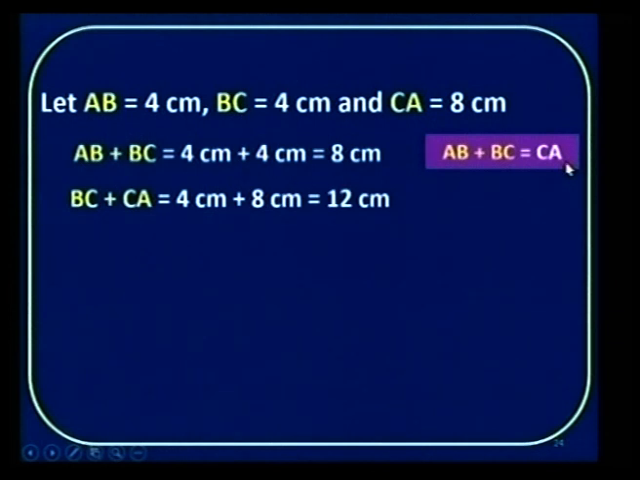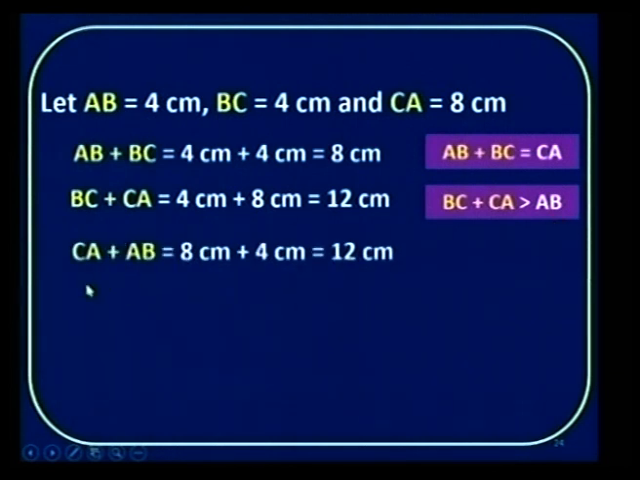Next, BC plus CA, 4 centimeter plus 8 centimeter, which is equal to 12 centimeter. Here I can say that it is greater than the third side, that is AB. So, BC plus CA is greater than AB. Next, CA plus AB, which is equal to 8 plus 4, which is equal to 12 centimeter. So, I can say that CA plus AB is greater than BC.